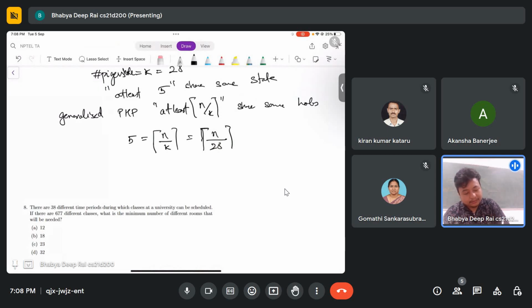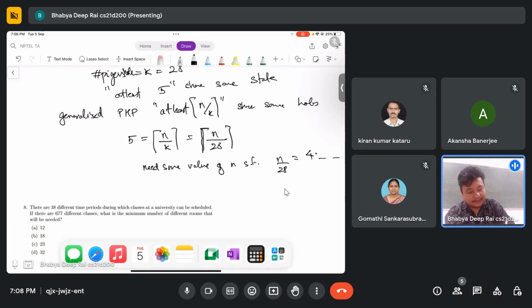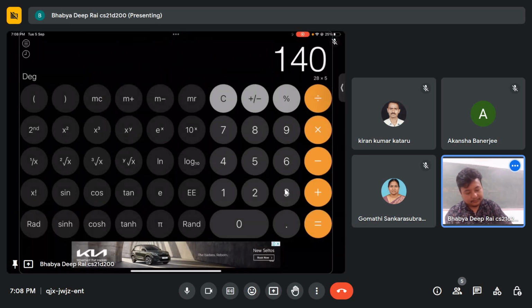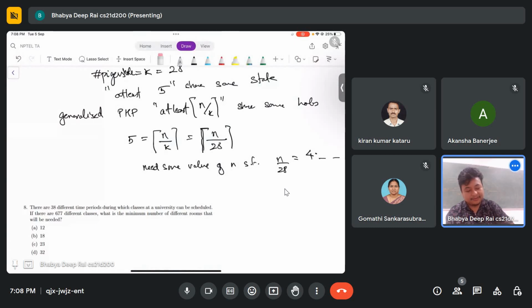So what you do is you choose the nearest value, some value of n such that n by 28 equals 4 point something something. If such a value doesn't exist, then well and good, you just do 28 times 5, but you need 4 point something here, right? So the most obvious thing to do is you divide by n minus 1. Oh, what I mean is you do 28 times 4. So okay, 140, right? 28 times 5 is 140.